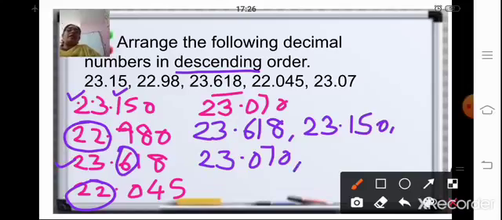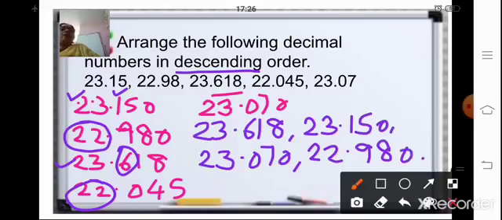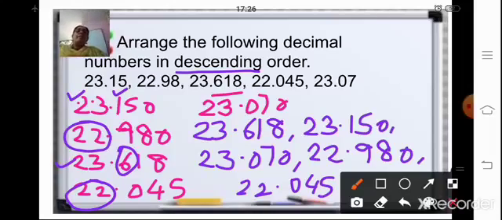Now let us take the numbers with the integral part as 22. So 22.980 and 22.045. Which is greater? That is 22.980. And the last number is 22.045. So we have arranged the numbers in descending order, that is, bigger decimal number to smaller decimal number. Okay.